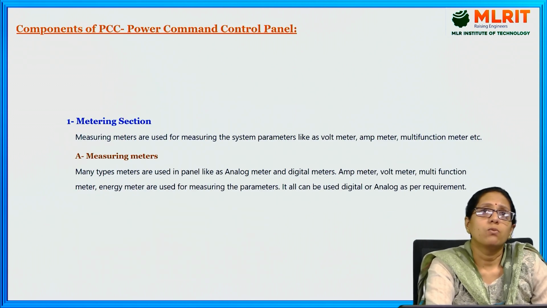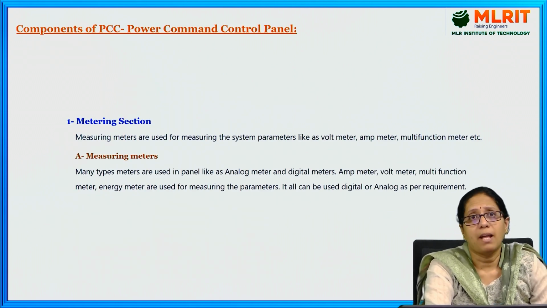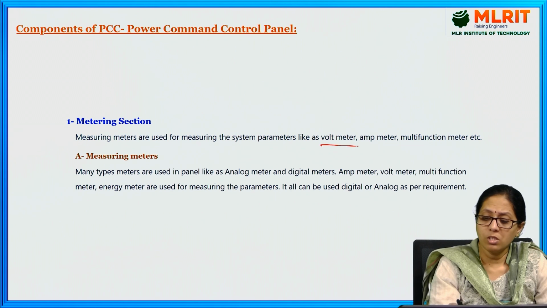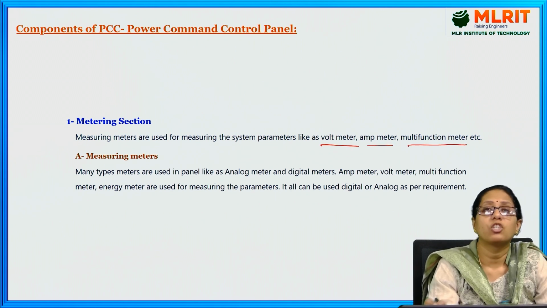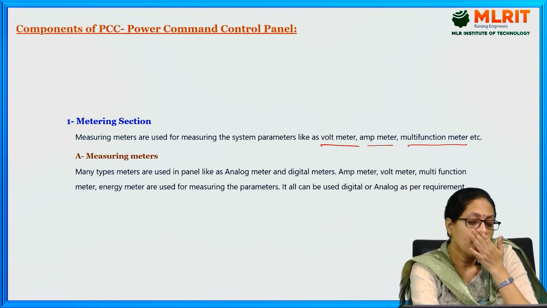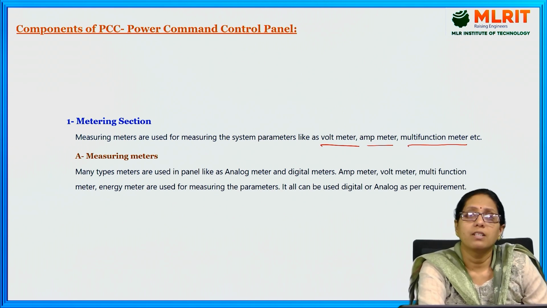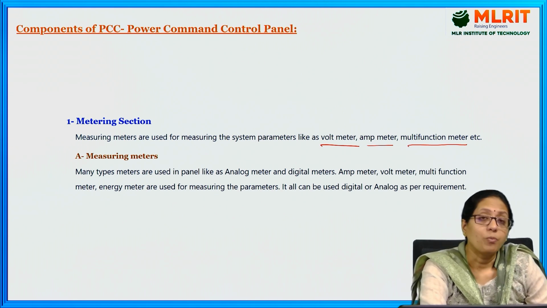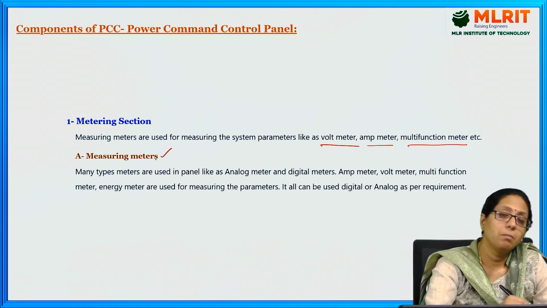What are the components which are used in the PCC panel? The first one is the metering section. The measuring meters are used to measure simple system parameters like the voltmeter, ammeter, multifunction meter and so on. Voltmeter for measuring the voltage, ammeter for measuring the current, and multifunction meter, which can measure the frequency, voltage, current, etc. So the first one is measuring meters.